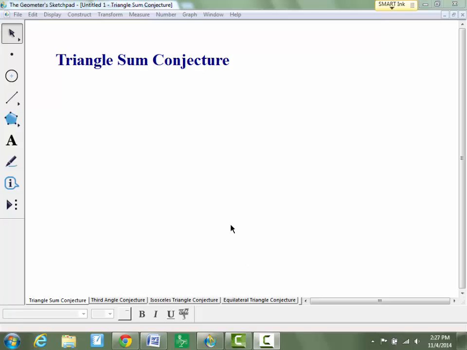Okay, here's a how-to video on the triangle sum conjecture and the third angle conjecture. For the triangle sum conjecture, you first need to start by constructing a triangle using the polygon tool. Choose the last one here, and you're just going to connect three sides to make a triangle.